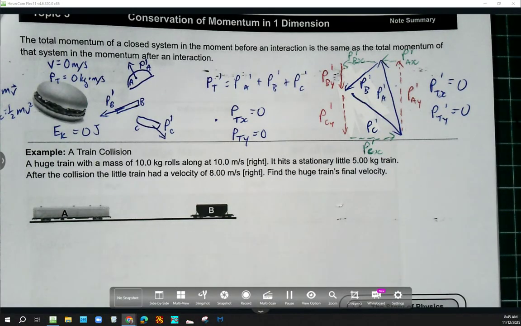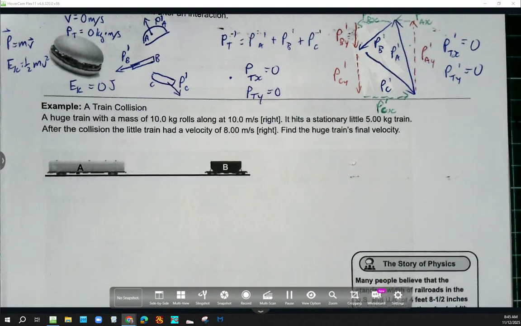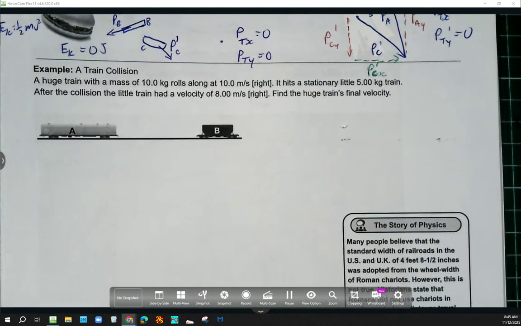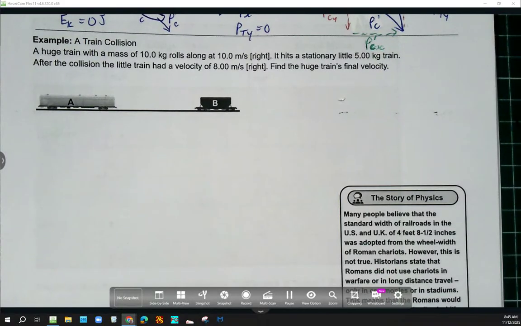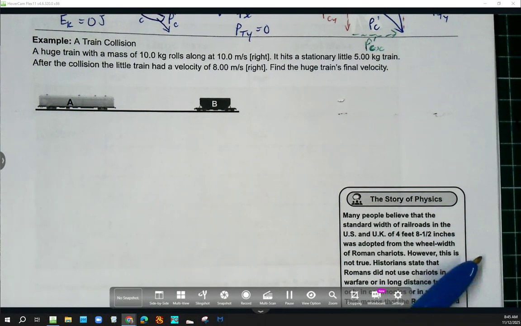Okay? I got this train though, and the train, this is back to 1 dimension by the way. The train collision is a nice classic question. And I want to take a second to talk about that.